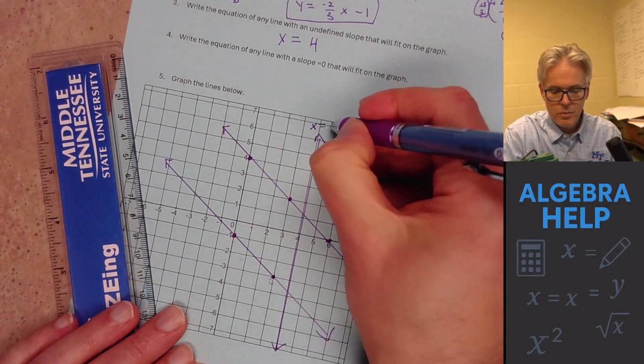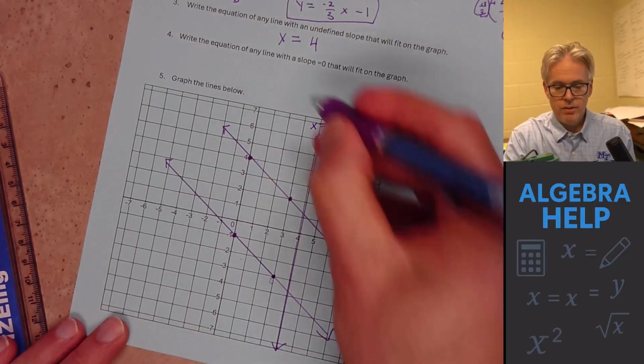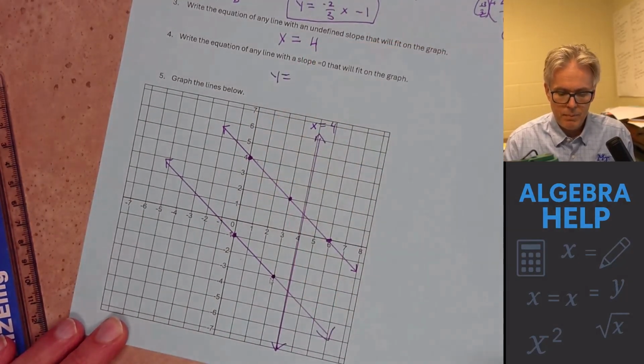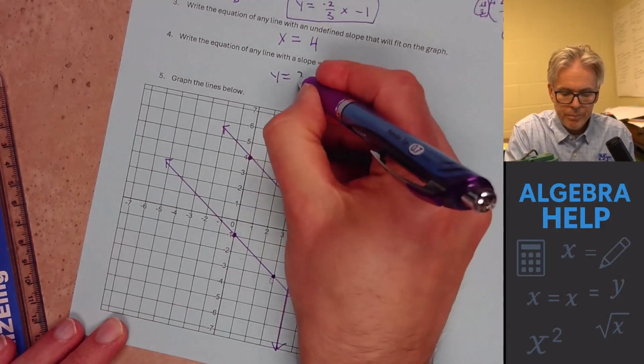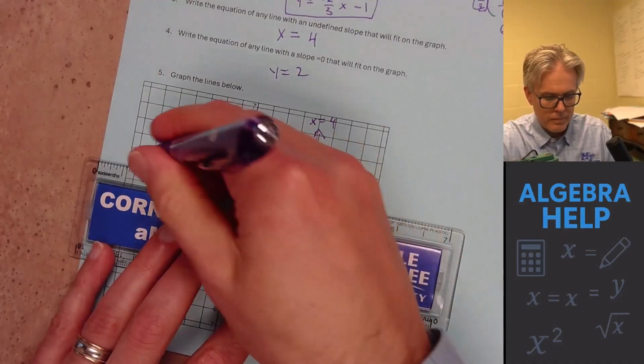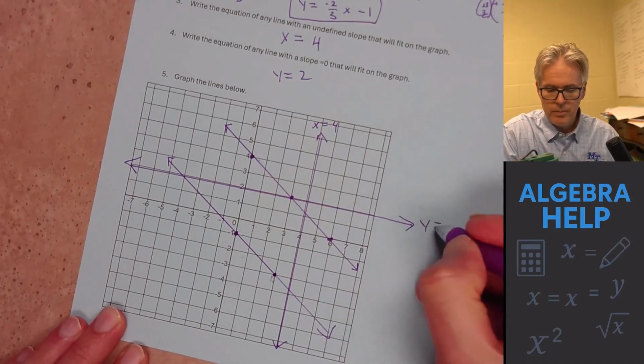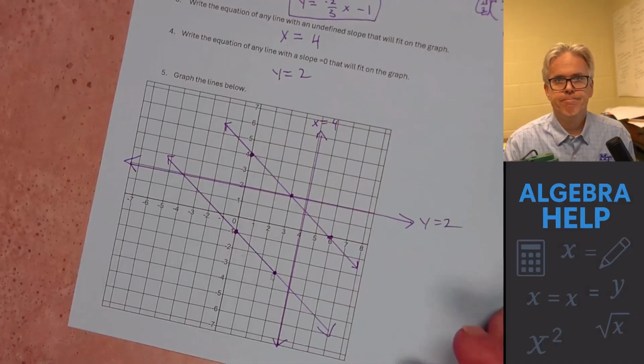That's x equals 4. Write the equation of any line with a slope of 0. So we know this is going to be y equals some number. How about y equals 2? There we go. And there is my line, y equals 2. So I hope that helps.